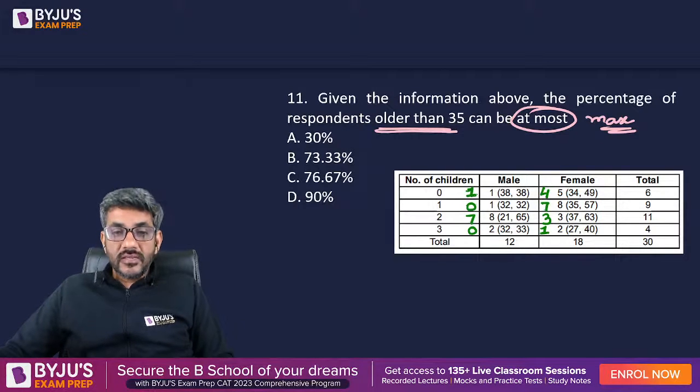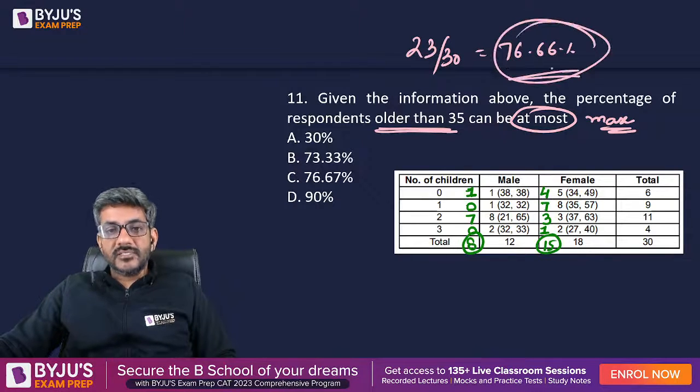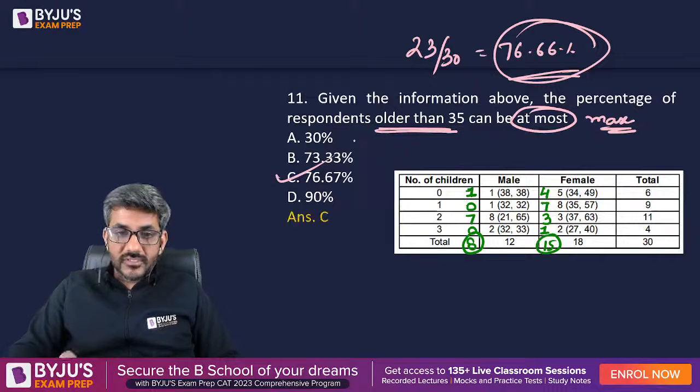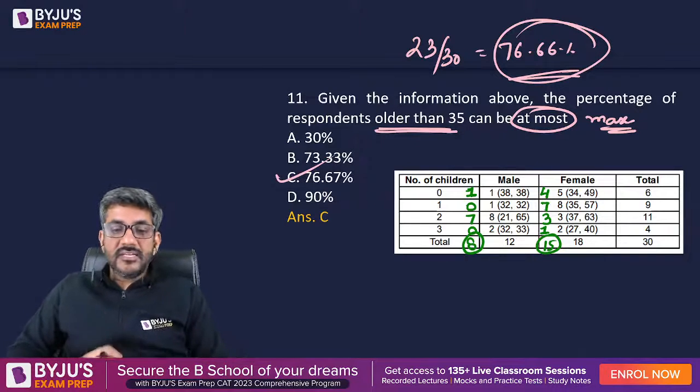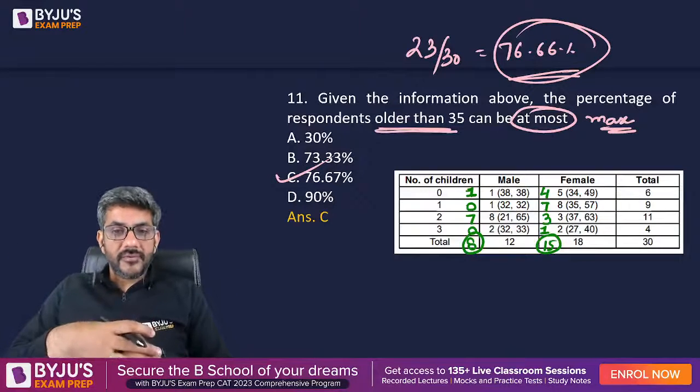तो टोटल कितने हो गए? 7 plus 1, 8 people are here; 7 plus 4, 11; plus 3, 14; plus 1, 15 people are here. I have a total of 23 people out of 30, and that 23 as a percentage of 30 is 76.66%. My answer is option C. A good 76.67% of the people can be above 35. This is maximum which can be there, right? This is maximum which can be there.